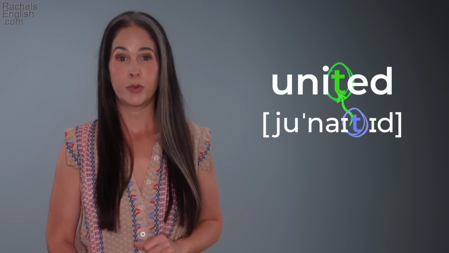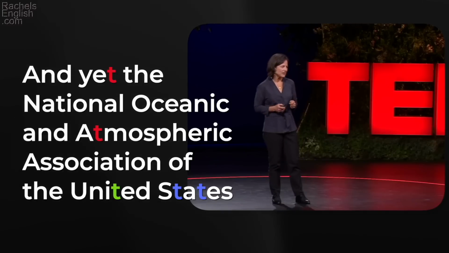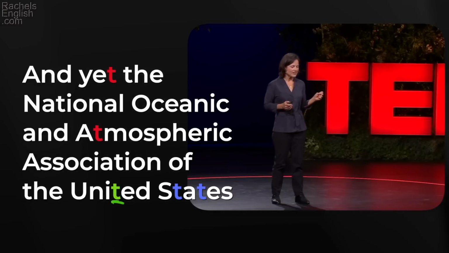So you see the letter T, you look it up, you see the symbol for T, the true T, but the sound is often not a true T. And yet the National Oceanic and Atmospheric Association of the United States, she definitely said united with a flap T, even though the dictionary says united with a true T.